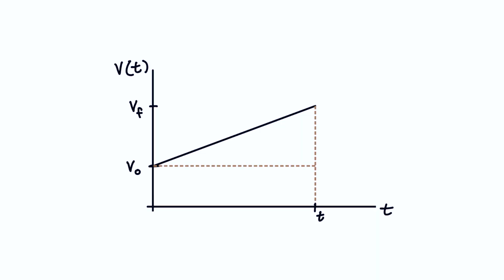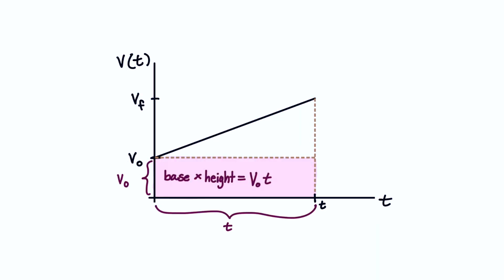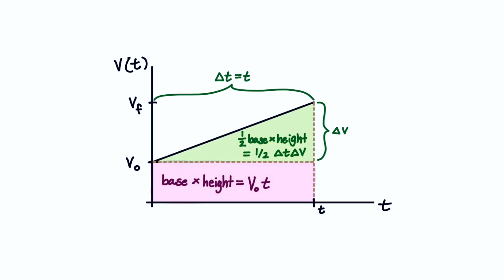We can split this graph into two portions. The bottom portion represents v naught t, since the height is v naught and the width is t. The top portion represents 1/2 a t squared. And that may seem weird, but here's why. The area of a triangle is 1/2 base times height, as you probably know. The height of this triangle is change in velocity, and the width of the triangle is change in time. So we can call these delta v and delta t, respectively.